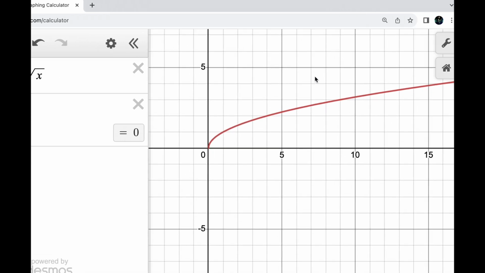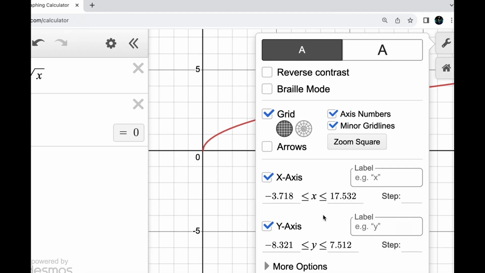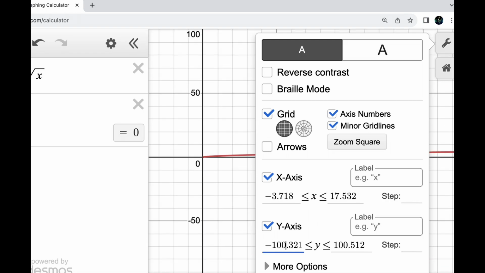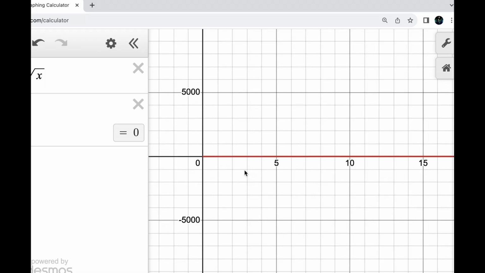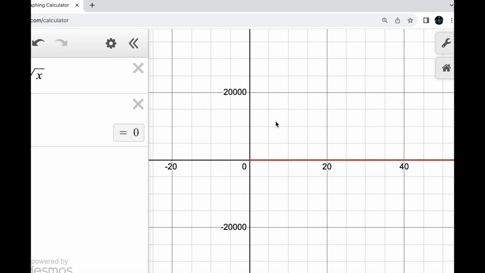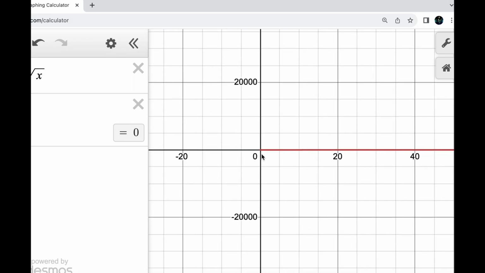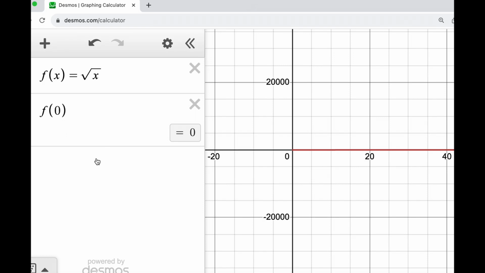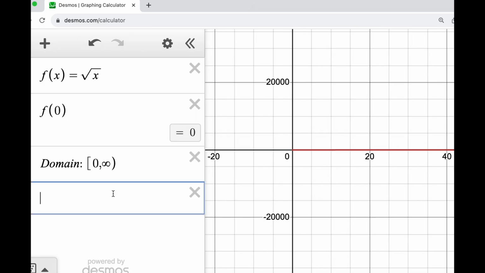We can use the trick of flattening the graph down by extending the y-axis really large, and we can now see where the domain of this function is. It's everywhere from 0 and it goes to infinity on the right. That's a picture of the domain right there. So the domain of radical x is going to be 0, infinity.